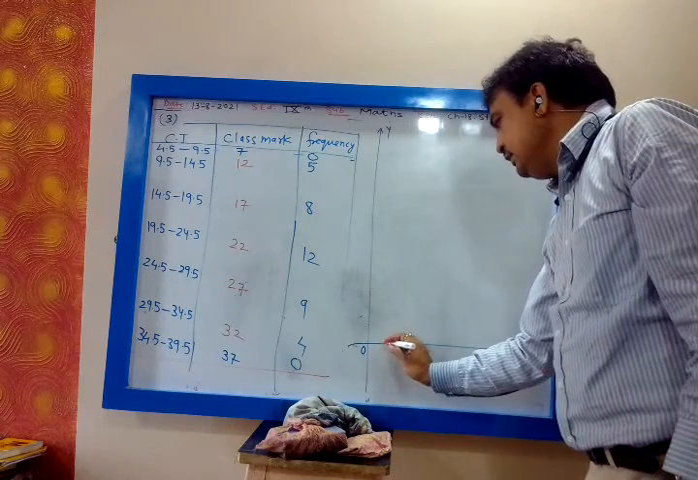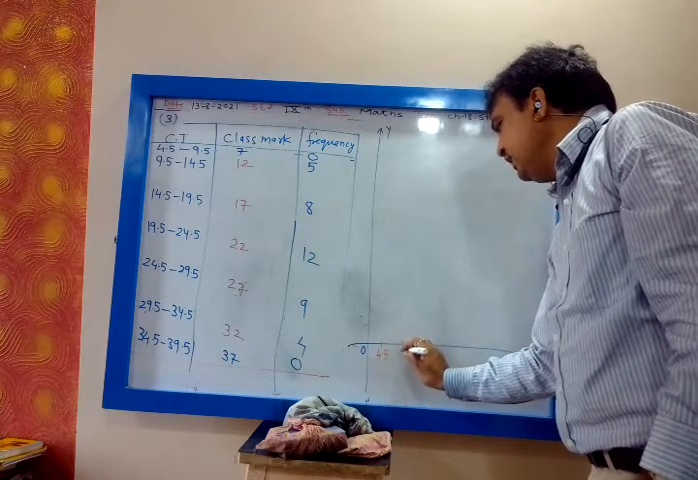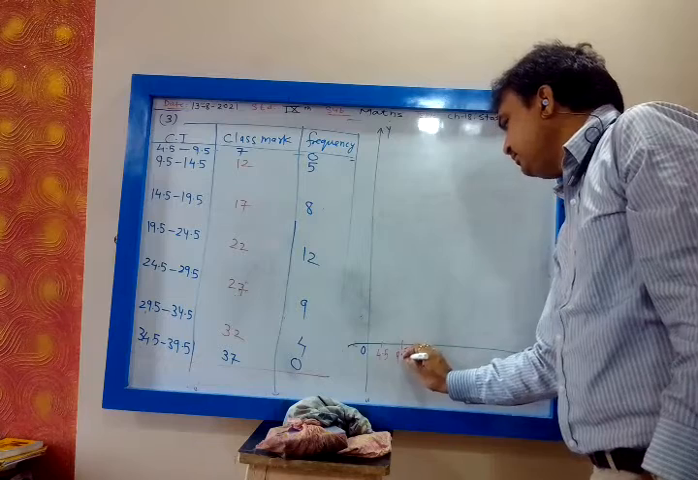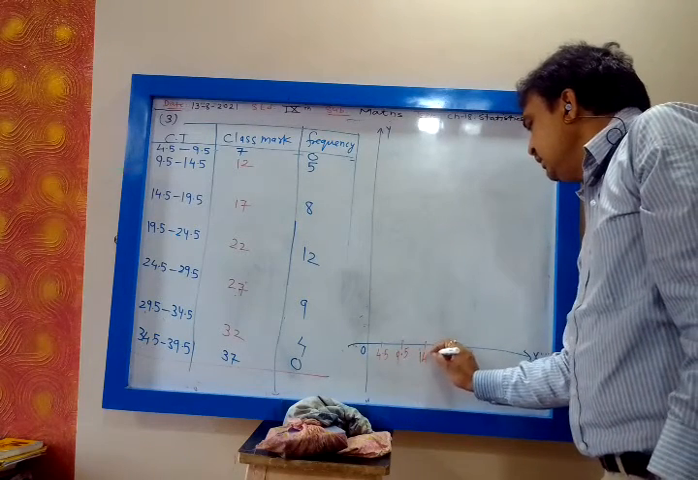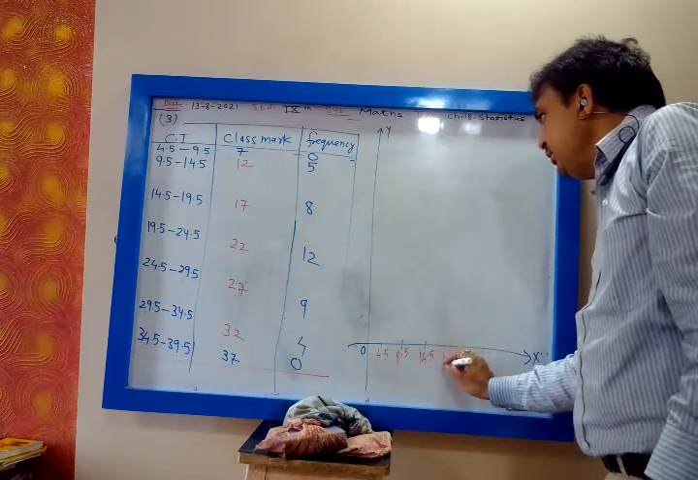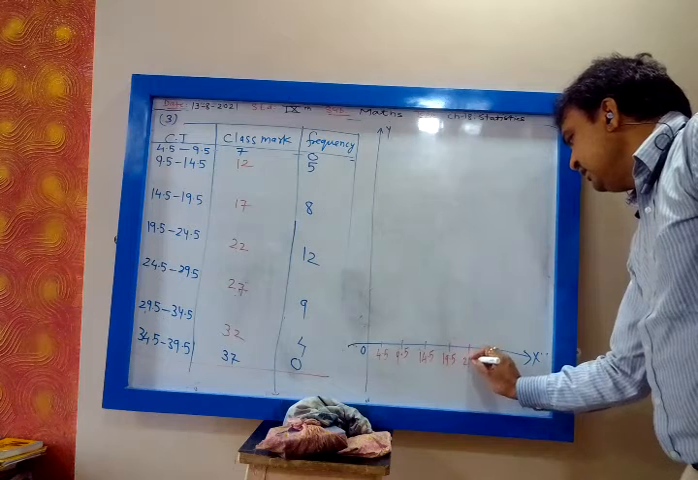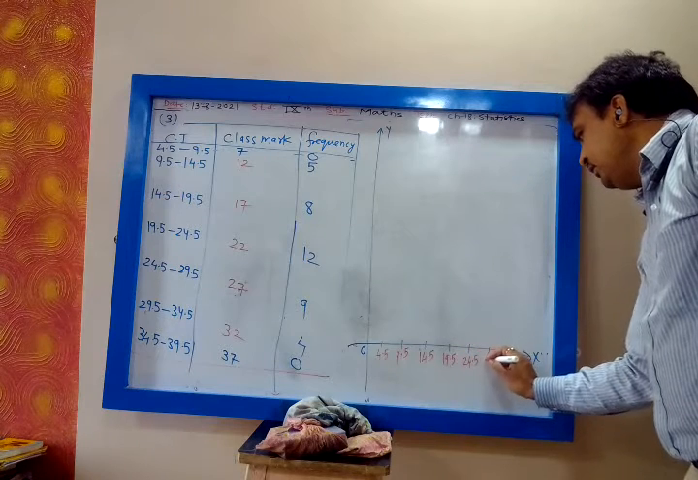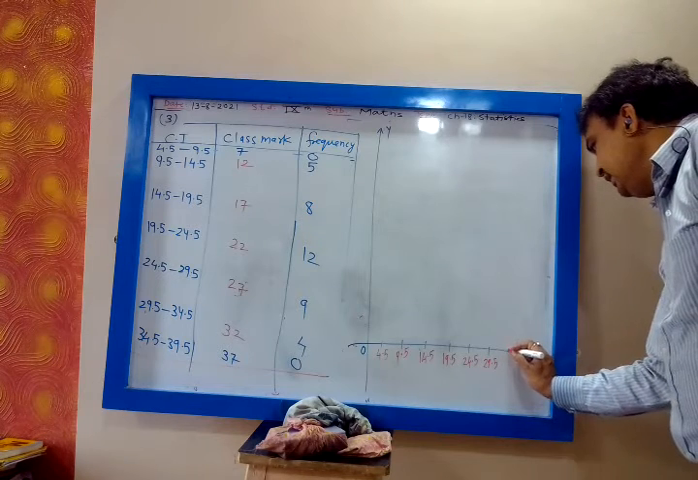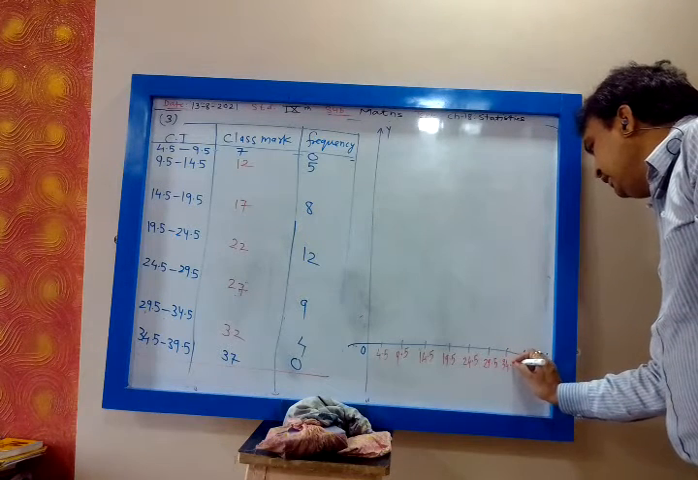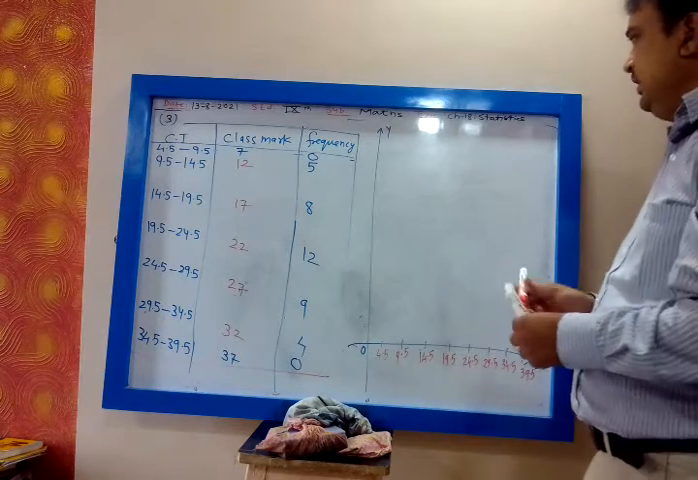So this is 0 to 4.5, 4.5 to 9.5, then 9.5 to 14.5, then 14.5 to 19.5, 19.5 to 24.5, 24.5 to 29.5, 29.5 to 34.5, 34.5 to 39.5. Then, what is the scale?